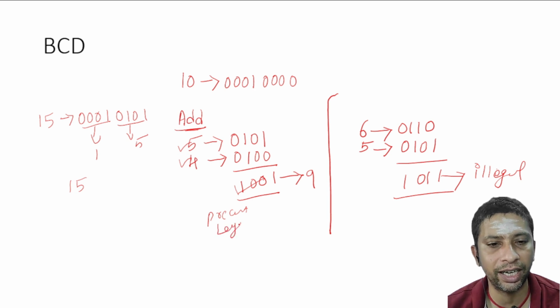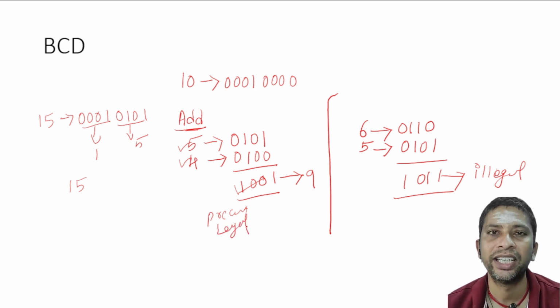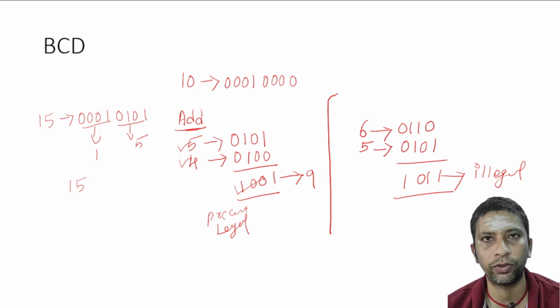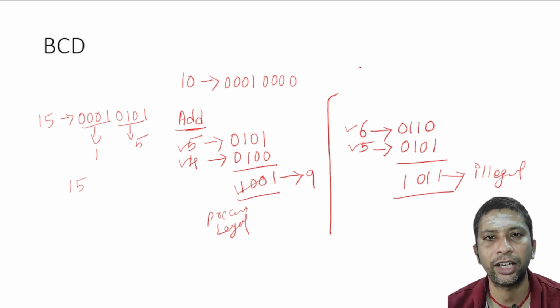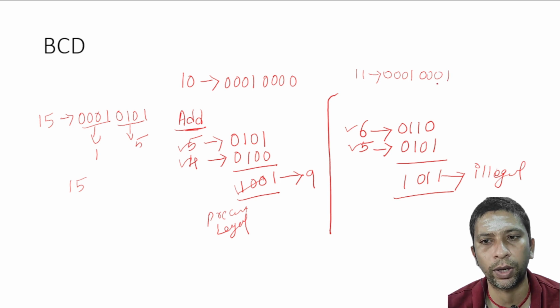and it is legal, right? If it is not present, then we have to treat it as illegal. Let's go for the second example. In this example, I am going for 6 and 5 addition. If we perform 6 and 5 addition, obviously the output will be 11. So for 11, the output that we should have in BCD should be 0001 and 0001. Let's see how we achieve this.